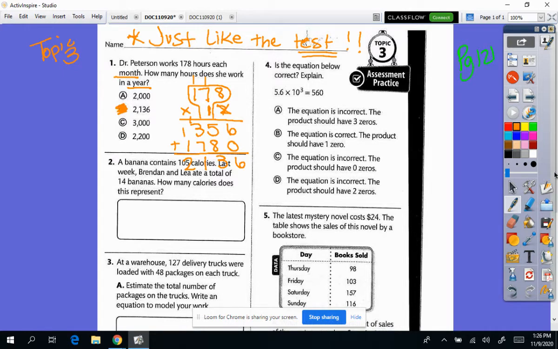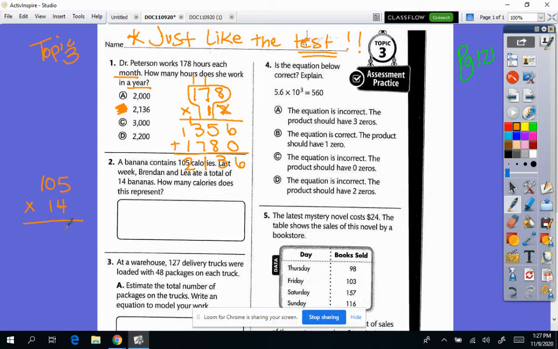All right. Number 2, a banana contains 105 calories. Last week, Brendan and Leah ate a total of 14 bananas. How many calories does this represent? So if each banana is 105 calories, and together they eat 14 of them, here is my multiplication problem. So again, I'm going to start in the ones place. So I have a 4 in the ones. So I'm going to multiply every digit up top by this 4.